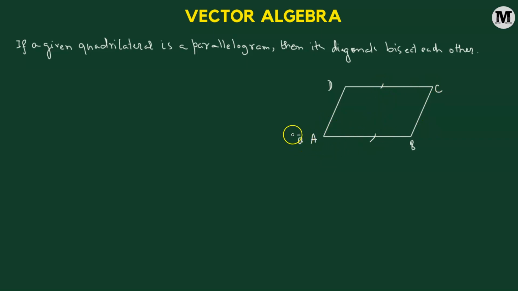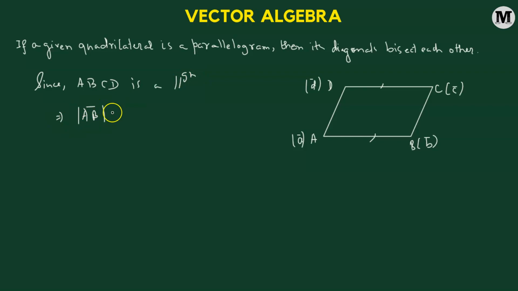Before that, we'll also have to name the four vertices of the parallelogram with respect to their corresponding position vectors. So the position vector of point A will be A vector. For B, it will be B vector. For C, it will be C vector. And for D, it will be D vector. We're going to use the fact that since ABCD is a parallelogram, the side AB is exactly equal to the length DC. Or in other words, AB vector must be equal to DC vector.